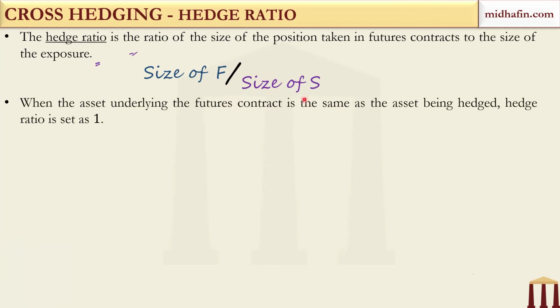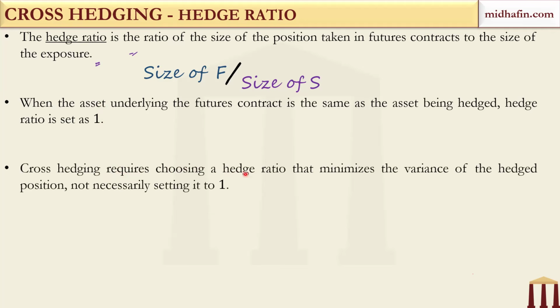Of course, when the asset underlying the futures contract is the same, there is no problem. As of now, the problem we are dealing with is the existence of other underlying assets as compared to the asset against which you want to hedge. If the asset is the same, the hedge ratio is simply 1. But if that is not the case, then you have to do cross hedging. Cross hedging requires choosing a hedge ratio that minimizes the variance of the hedged position, not necessarily setting it to 1. So you don't want to set the hedge ratio to 1 when the asset is not the same. You want to minimize the variance of the hedged position.